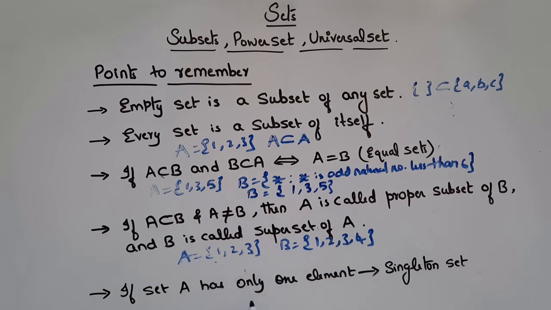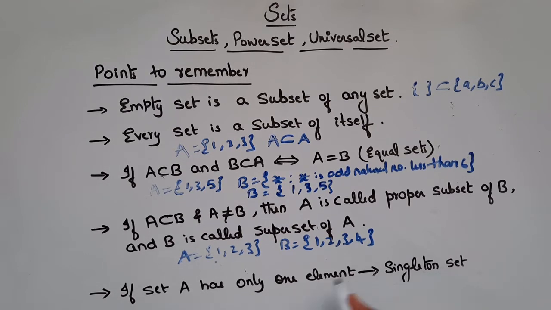So here A is a subset of B. Here the elements of A are 1, 2, 3 which are present in B. So therefore we can say A is a subset of B. And A is not equal to B. Clearly they are not equal. In such sets, A is called a proper subset of B and B is called a superset of A.